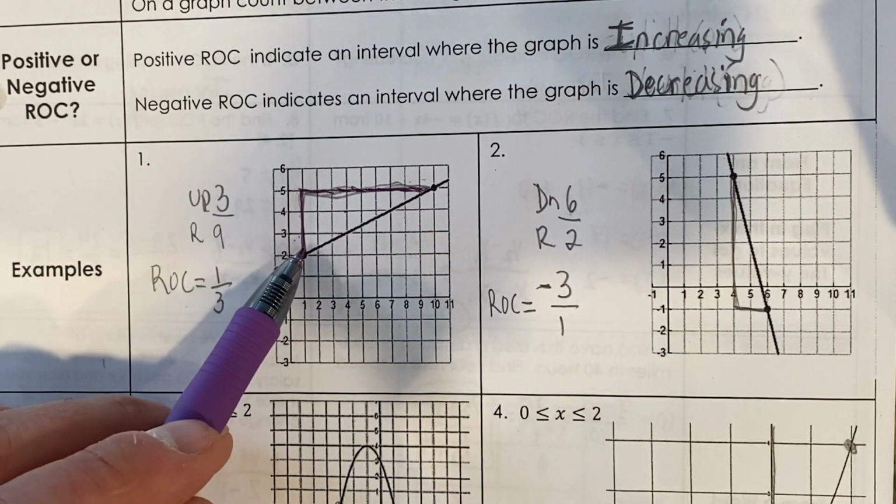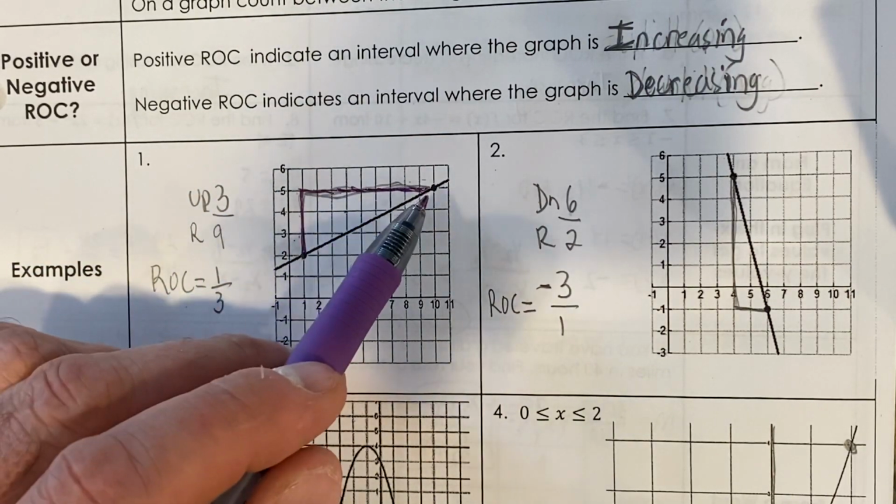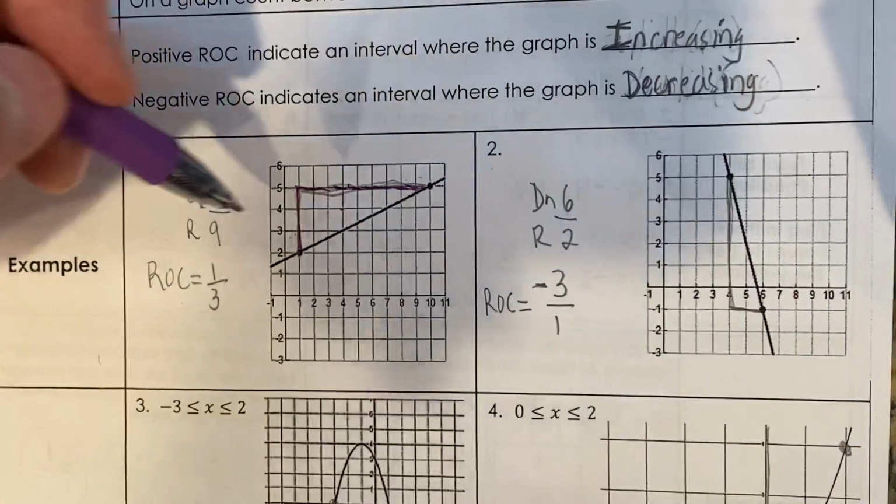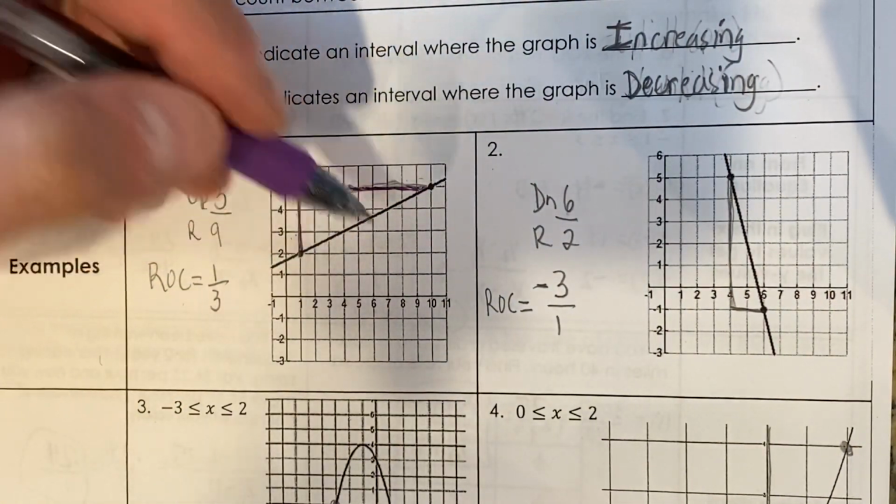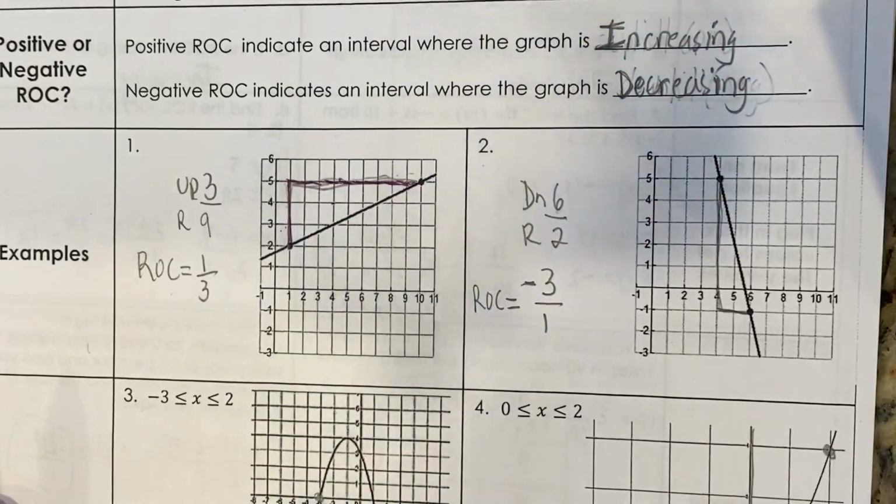So every time, this slope is up 3, right 1, up 3, right 1, up 3, right 1. So it's constant because it's a line, it's linear, okay? Same with number 2.